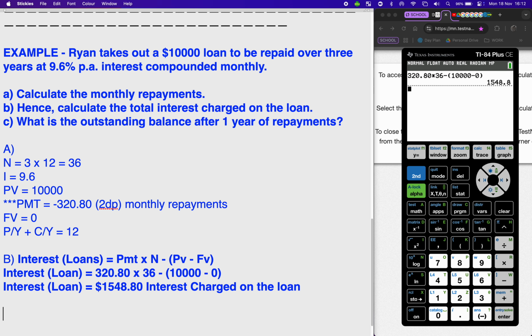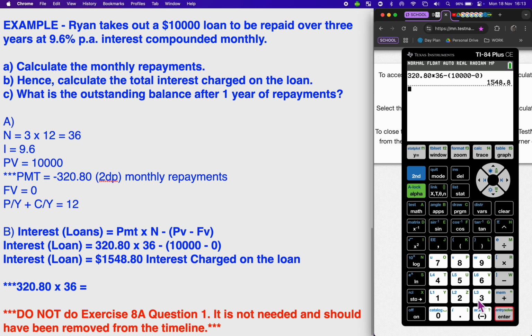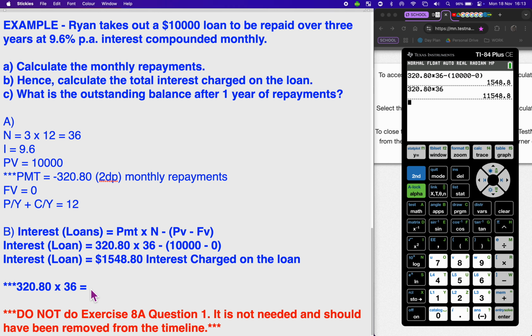That's the answer to the question, but for interest's sake, I just want to show you how much it actually cost to pay off the loan. Remember, to pay off the loan, you paid $320.80 36 times. So to pay off a 10 grand loan, you actually paid $11,548.80. That's why your interest was $1,548.80. It's just $1,548.80 bigger than $10,000.